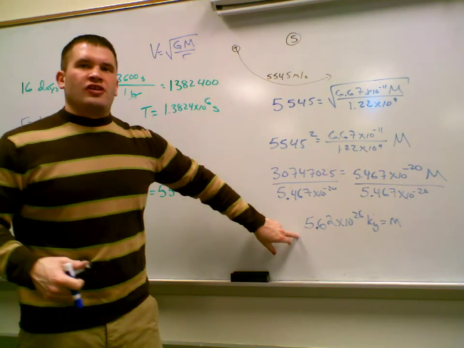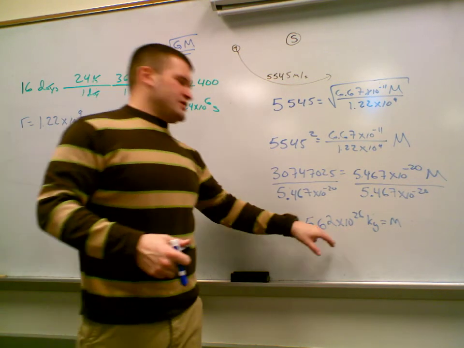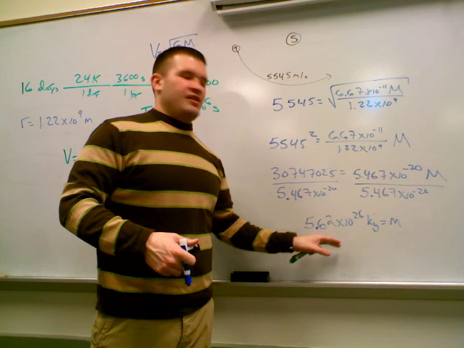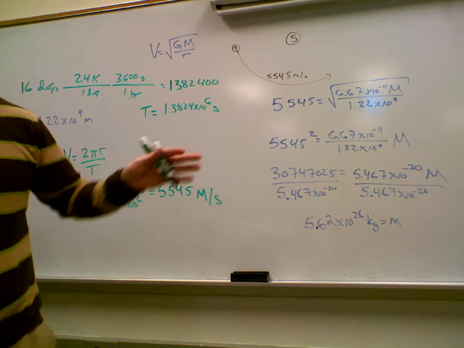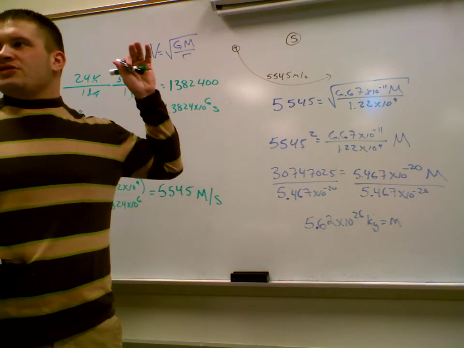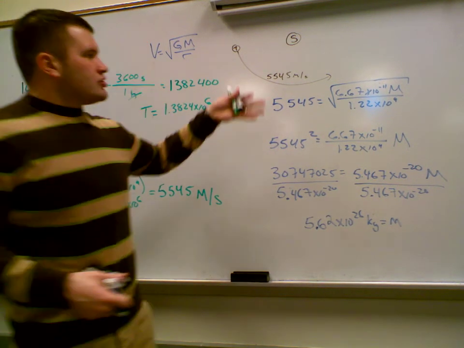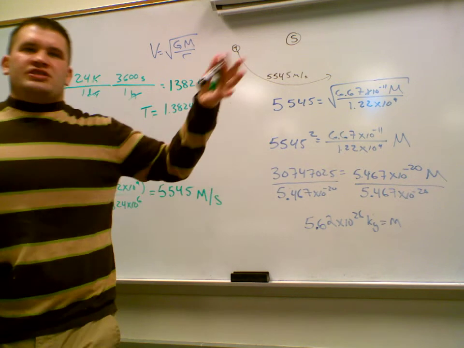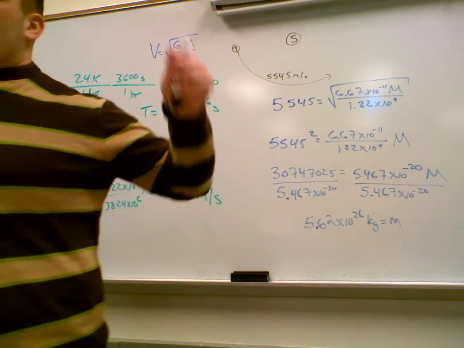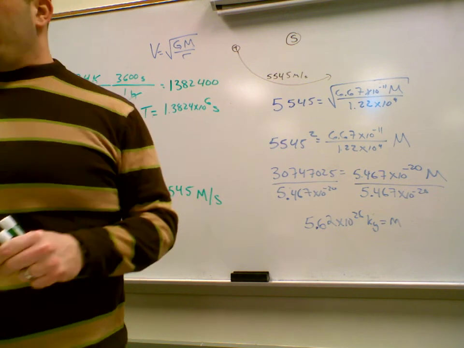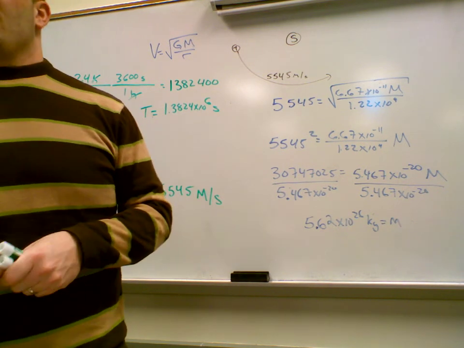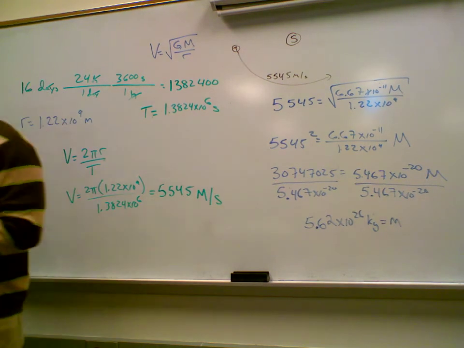Now, if you look in your book, it says 5.69 times 10 to the 26th. Now, the big difference here is we're assuming a circular orbit. Is the orbit really circular? No. So this way was how we got close to the actual masses, but then later on, by doing some more difficult mathematics with elliptical orbits, they were able to exactly calculate the mass of the planets. Okay. So does that make sense?